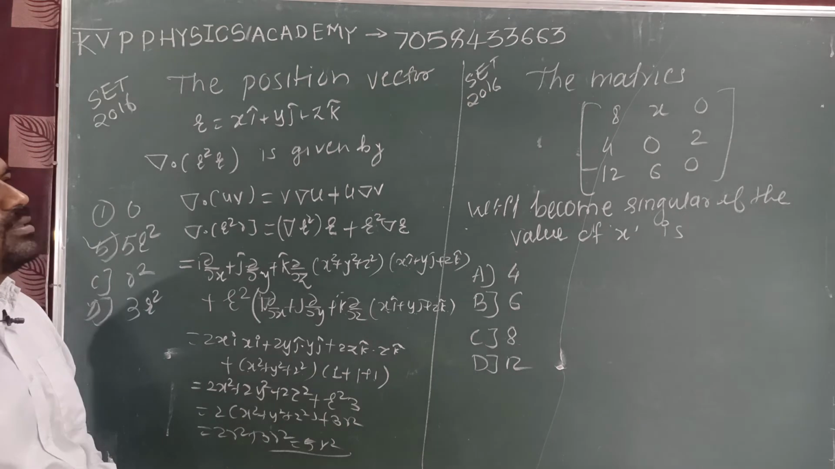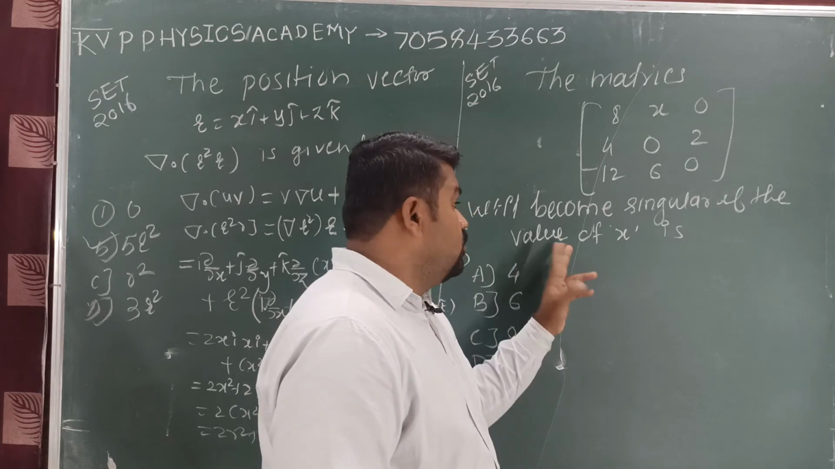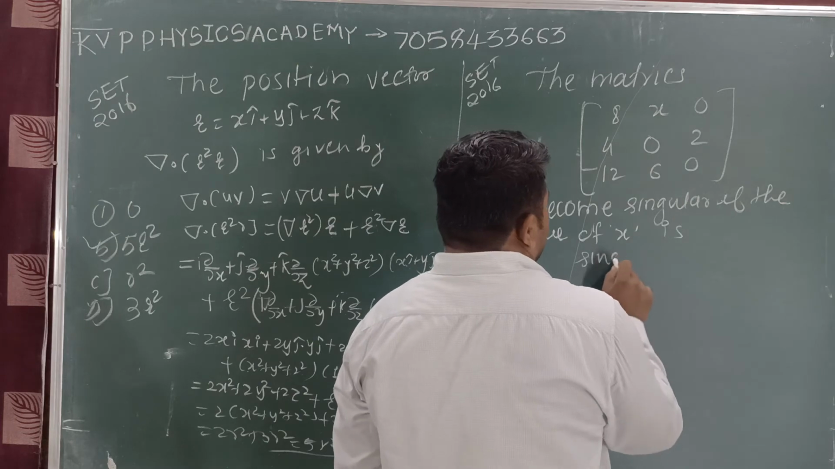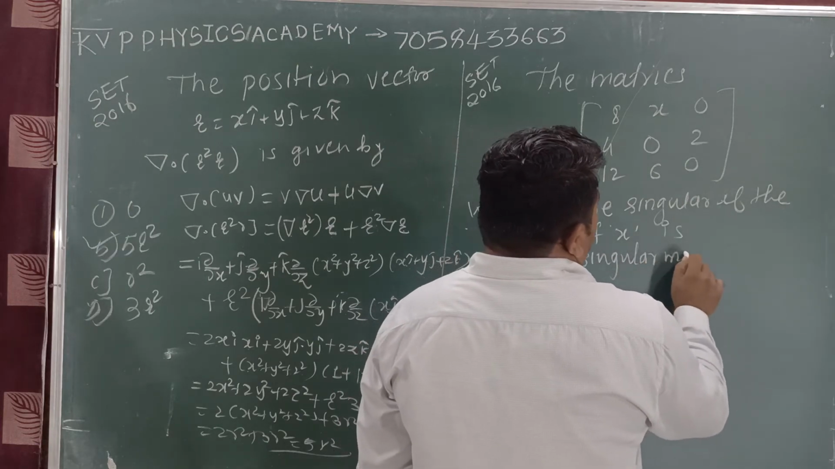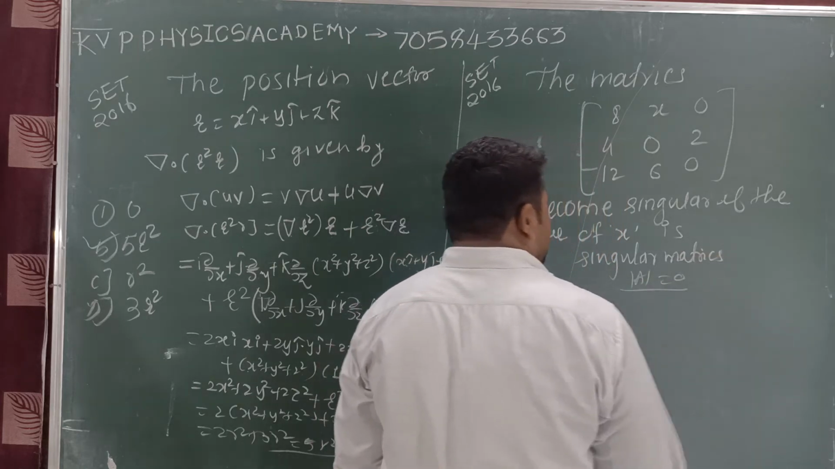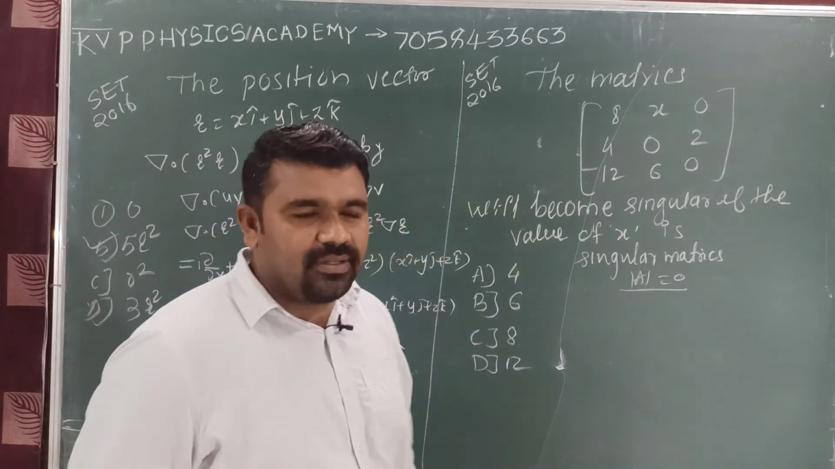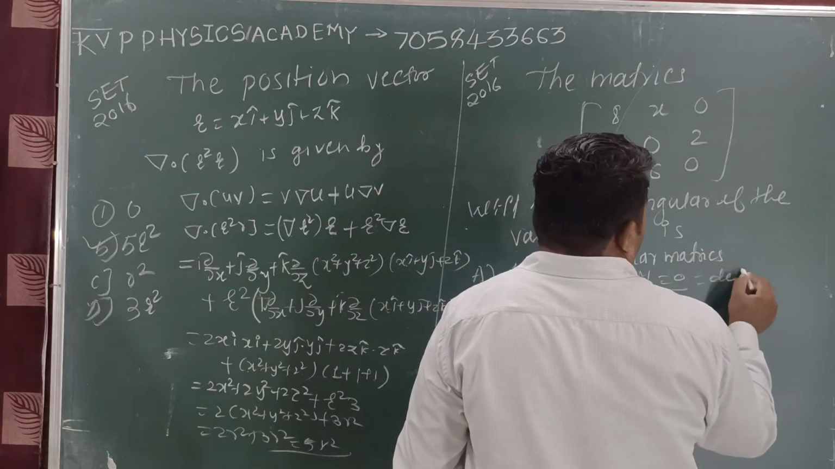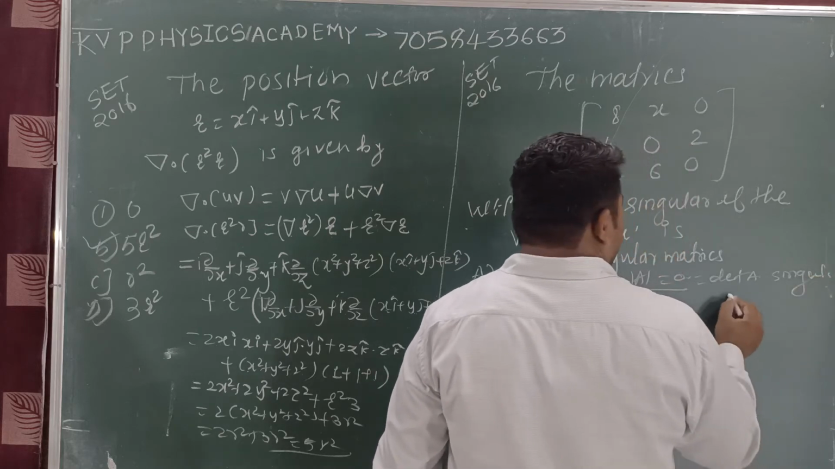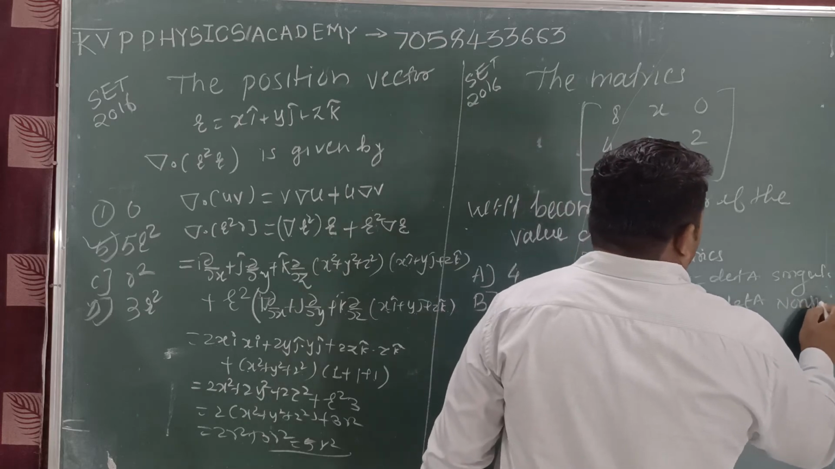Got it? Next, the matrix will become singular if the value of x is what? We know that the matrix is singular. What is the condition for a singular matrix? The determinant of A is equal to how much? 0. Yes or no? Singular and non-singular. For non-singular, the determinant is not equal to 0. Determinant of A is equal to 0, singular. This matrix is known as singular. And determinant of A not equal to 0 is known as non-singular.